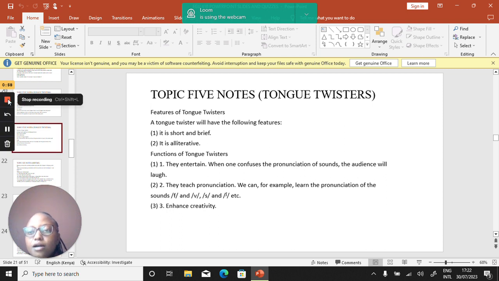So I hope you can be able to look for more tongue twisters, and also analyze the ones that are in this document that will be on my Genome account, and research more.